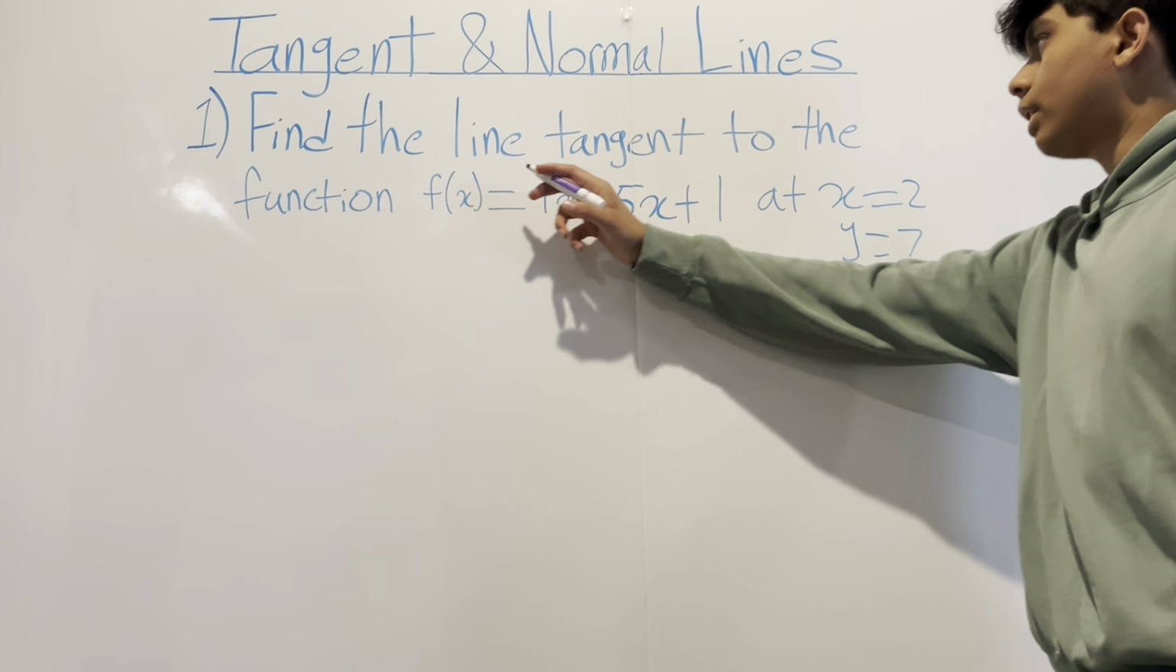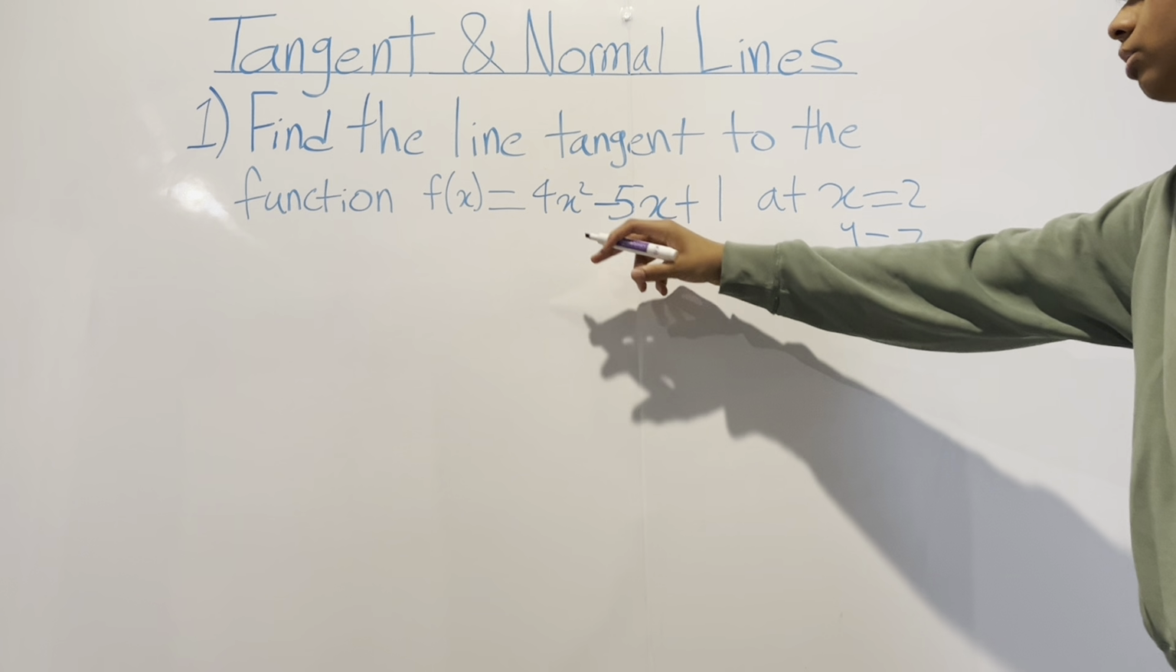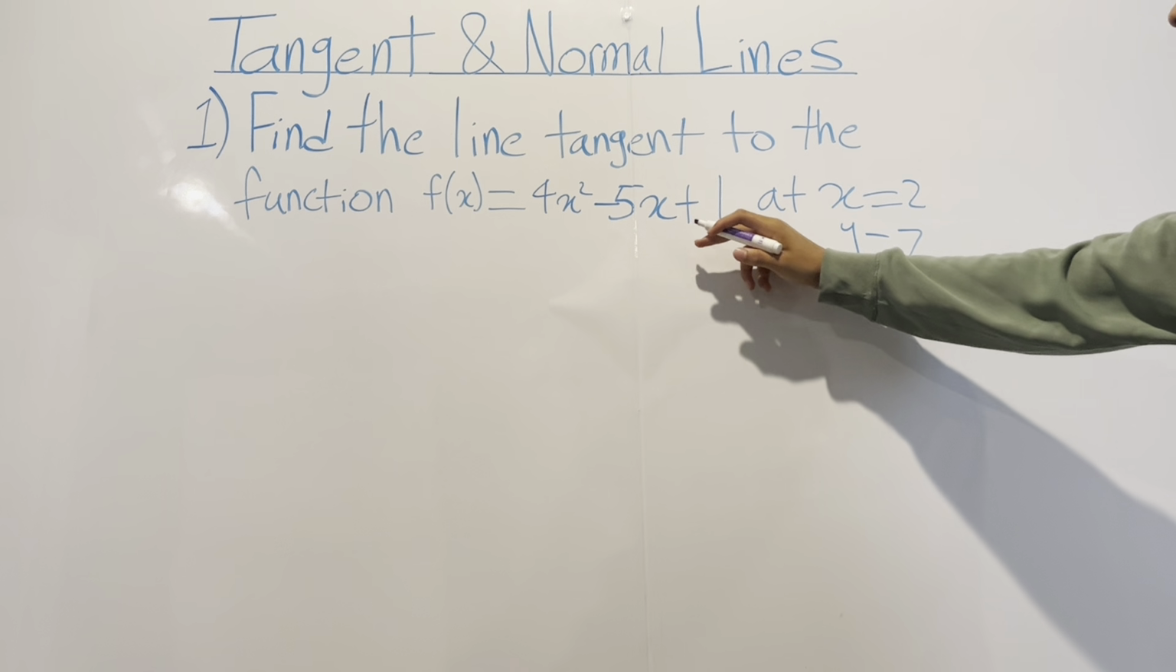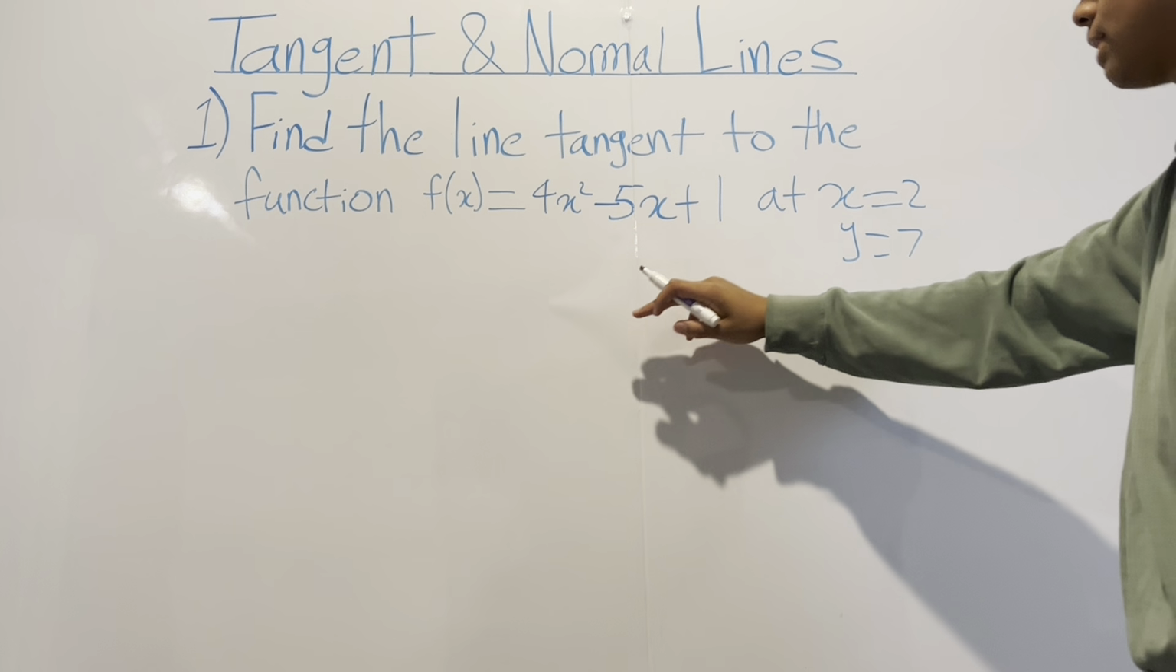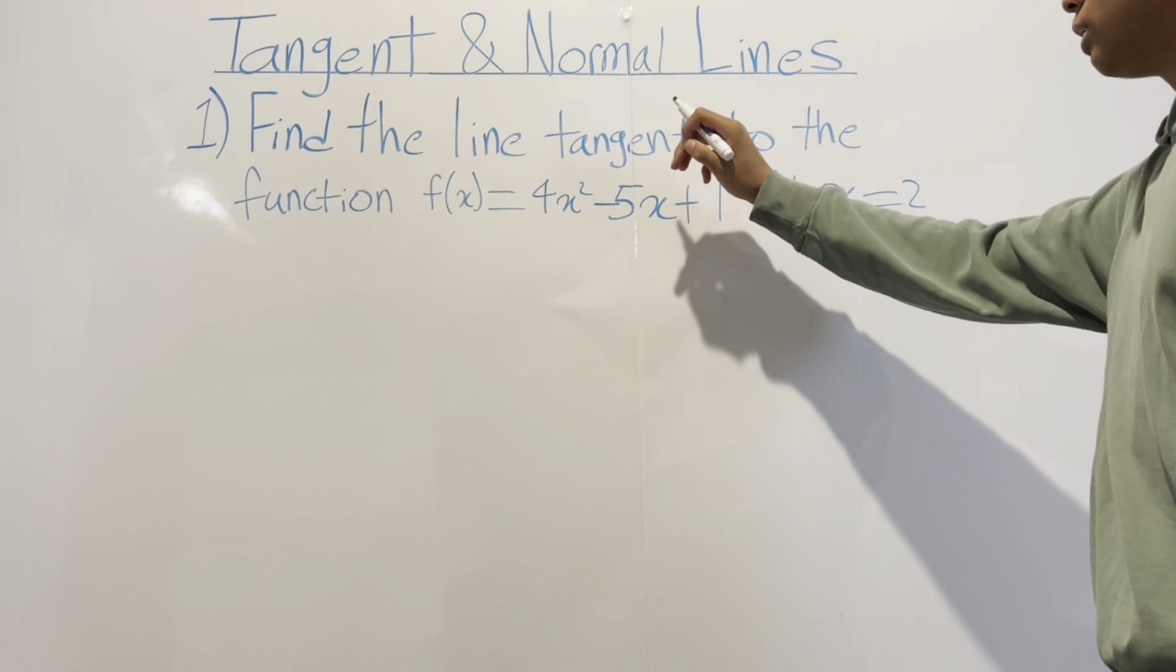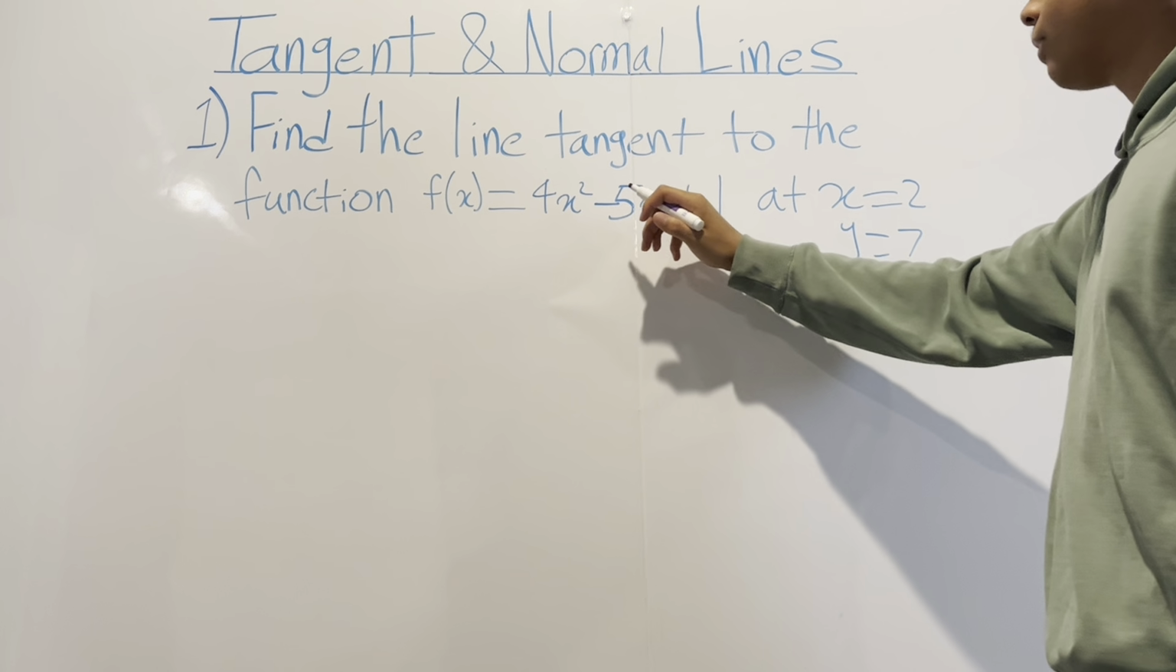Question 1, we have: find the line tangent to the function f of x equals 4x squared minus 5x plus 1 at x equals 2, y equals 7. So what this question is asking, we need to find the equation for the line that is tangent to the function.